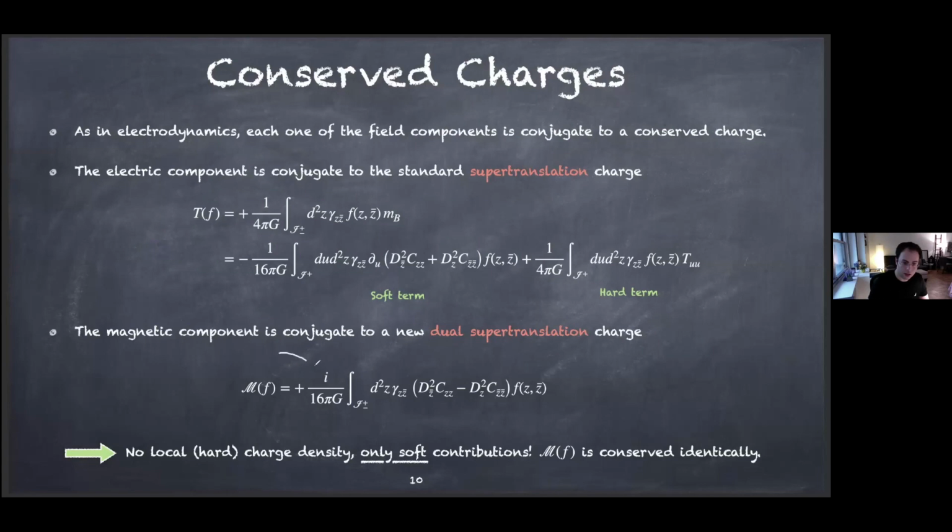So using this analogy, we can understand the form of this charge. There is no R term, precisely because of the reason that I explained in the previous slides, since there is no local R charge density. There is only a soft contribution, and therefore it is also conserved identically. And we can also understand it using an old method by Newman and Penrose.